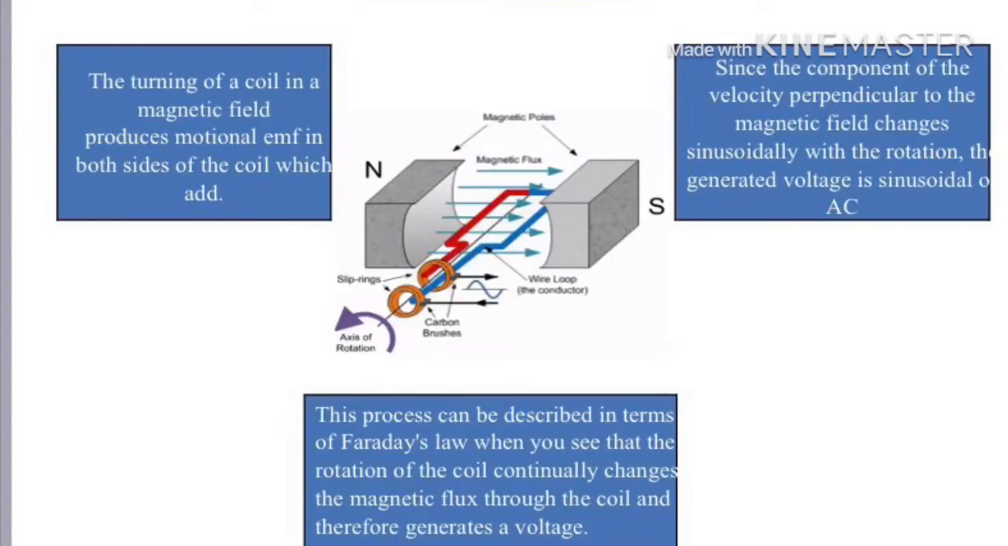The turning of a coil in a magnetic field produces motional EMF in both sides of the coil, which add. In terms of Faraday's law, the rotation of the coil continually changes the magnetic flux to the coil and therefore generates a voltage. Since the component of the velocity perpendicular to the magnetic field changes sinusoidally with the rotation, the generated voltage is sinusoidal, or AC.